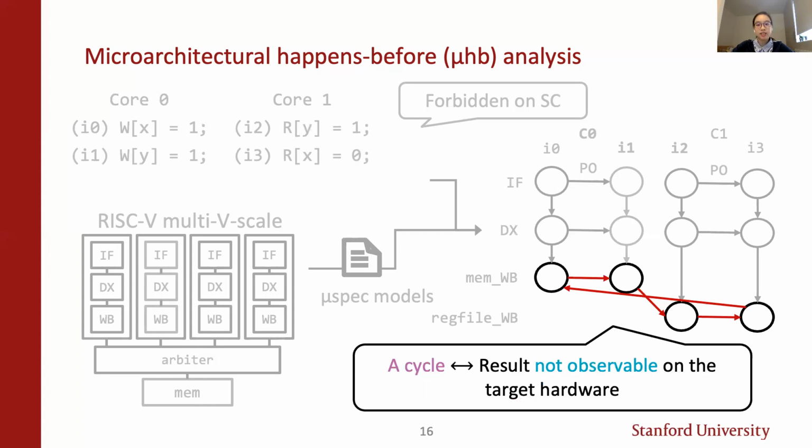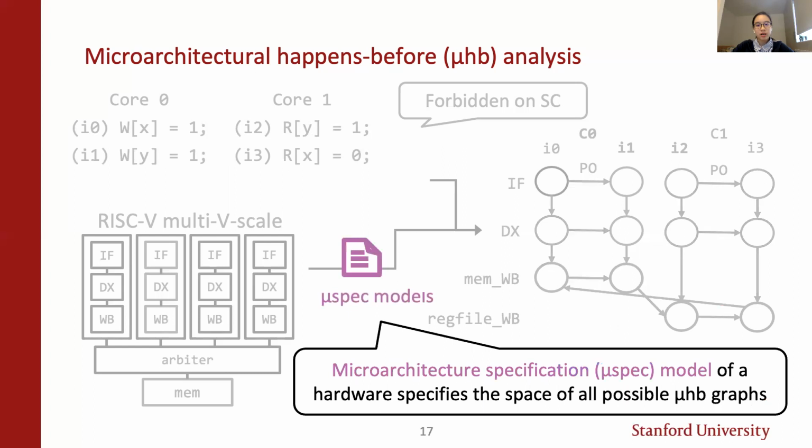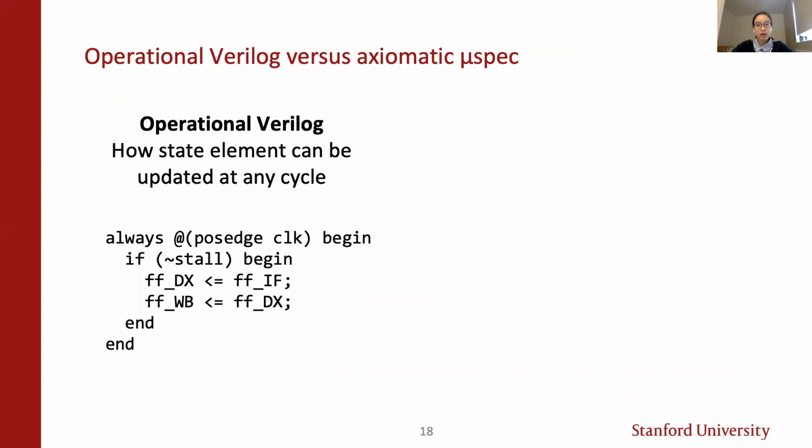Therefore, to verify that a litmus test always executes correctly on a microarchitecture, the Check tools search for the existence of an acyclic MHP graph corresponding to forbidden outcomes. Failure to find such a graph is a correctness proof. MicroSpec models are what enable the Check tools to conduct such a search. Specifically, it specifies the space of all possible MHP graphs that could be instantiated to describe hardware-level execution of programs on a particular microarchitecture.